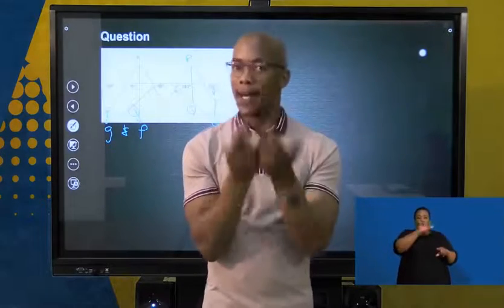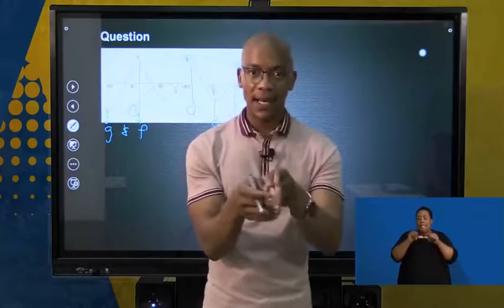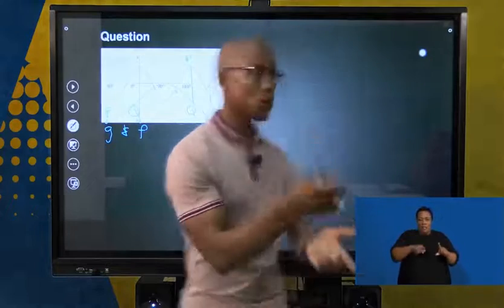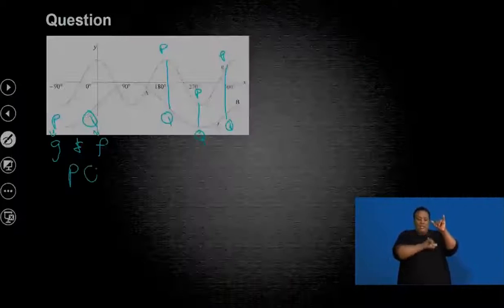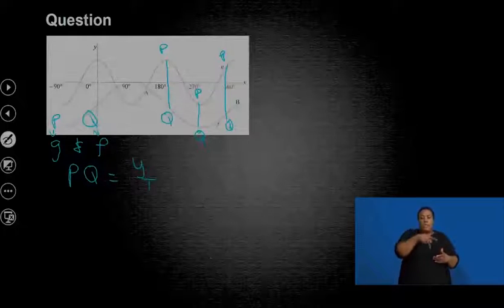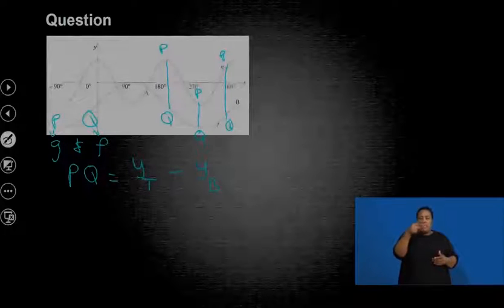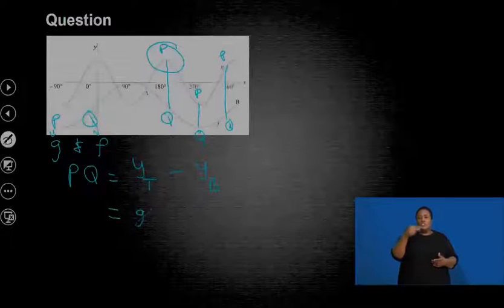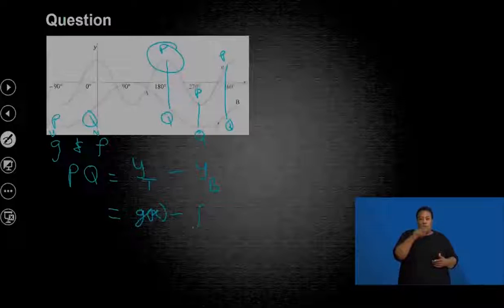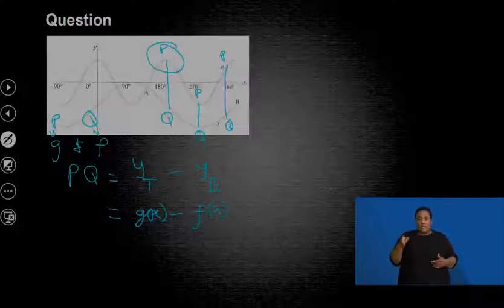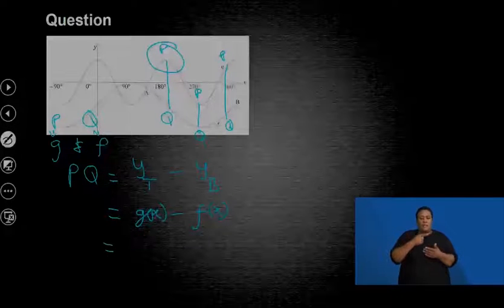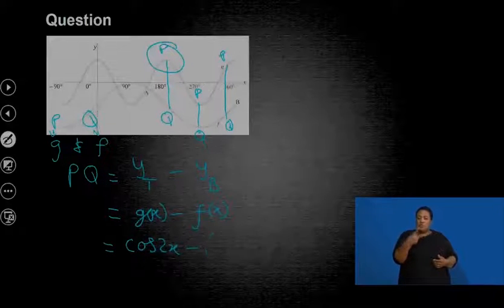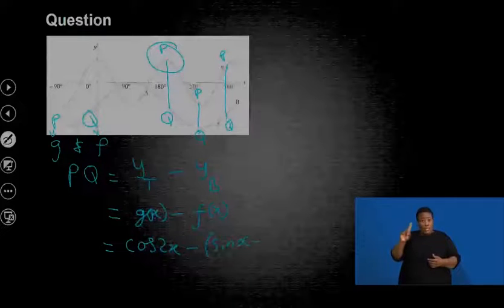Now, they want the length. The length we know, a vertical length parallel to the y-axis is always the y at the top minus the y at the bottom. So let's have a look at that. So I will say my PQ is actually y at the top minus y at the bottom. Now at the top it's at P there. So that's what? G of x. So that's going to be G of x minus f of x there. And then I can work around that. So my G of x, as you remember, was cos 2x minus, and my f of x was sine x minus 1.